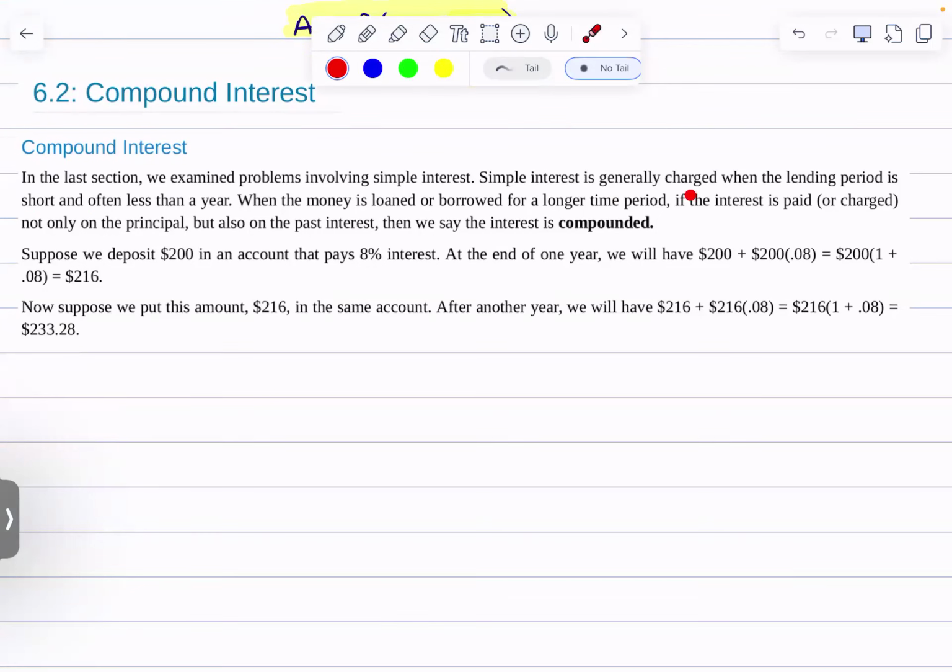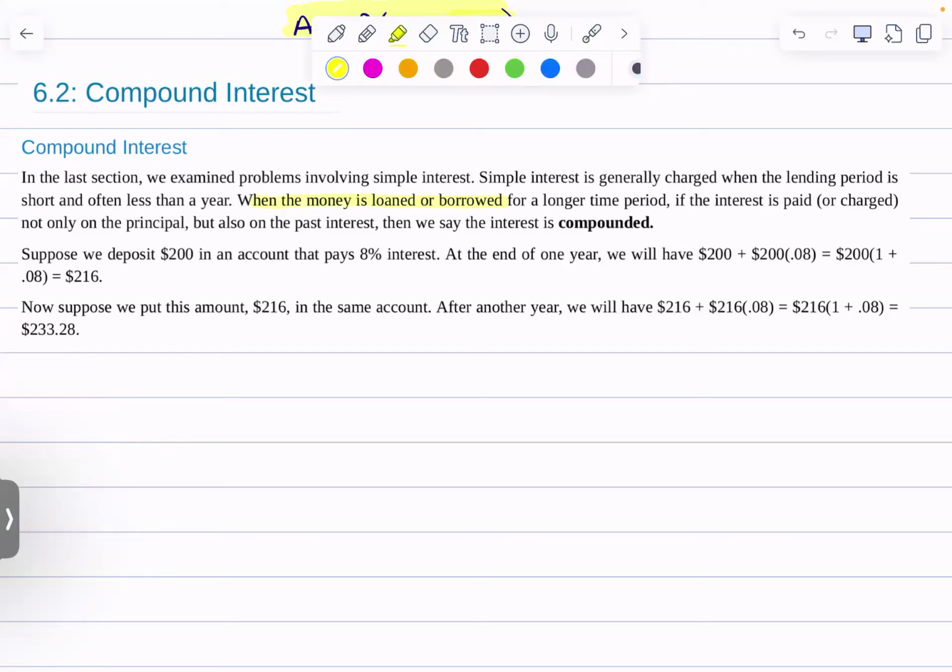But simple interest generally is for short lending periods. So often if it's just a quick loan, then they do simple interest and they don't bother with the compounding.